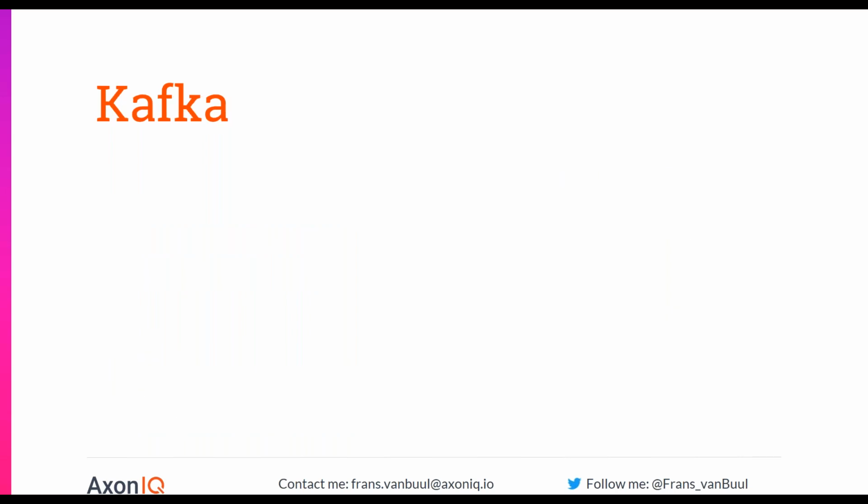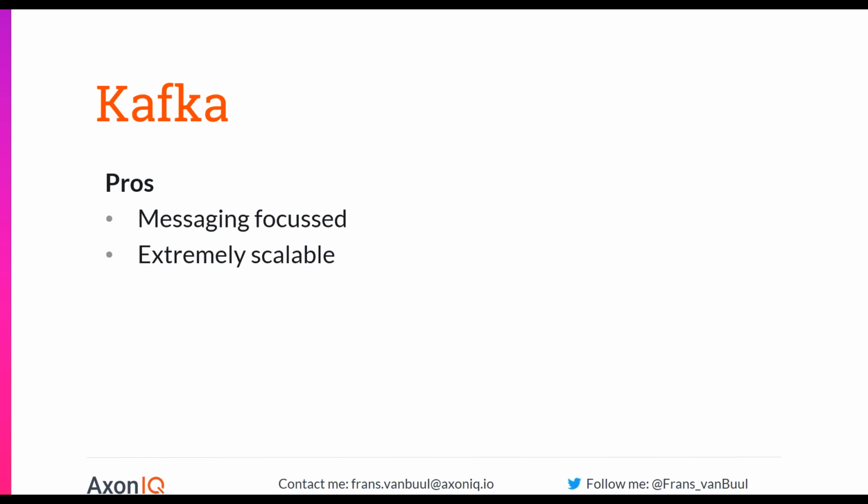So for this reason, people are looking at alternatives which are not yet supported by Axon out of the box. One of them is Kafka. Kafka has some obvious pros again. It's messaging focused, and events are kind of message, so that might fit. And it's very scalable. It's primarily designed for temporary storage, but you can also store stuff indefinitely, so should work. Let's have a look at the issues.